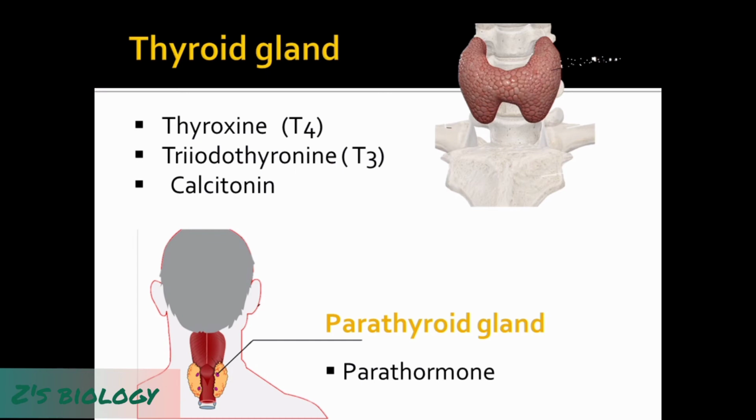So next we have the parathyroid glands. The parathyroid glands are present on the posterior surface of the thyroid gland. We have four parathyroid glands. Anteriorly we have the thyroid gland, and posteriorly we have the four parathyroid glands. Which hormone do the parathyroid glands secrete? Parathormone, which is essential for the maintenance of blood calcium level. Parathormone enhances the reabsorption of calcium from the bones.